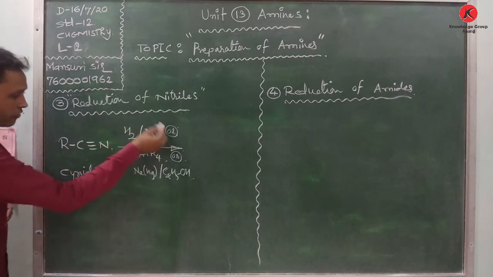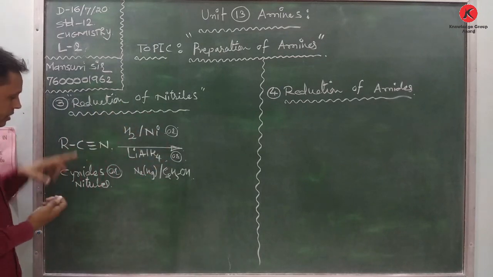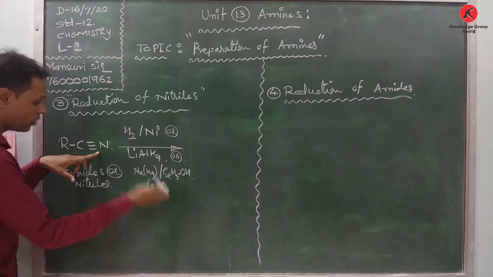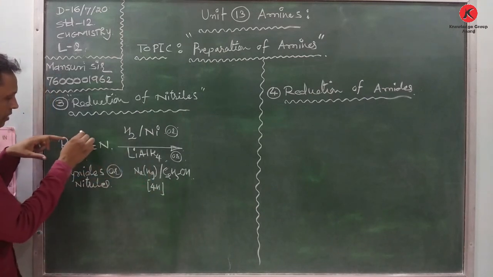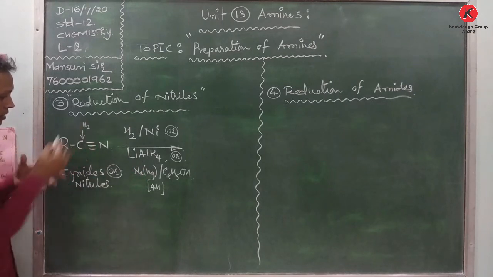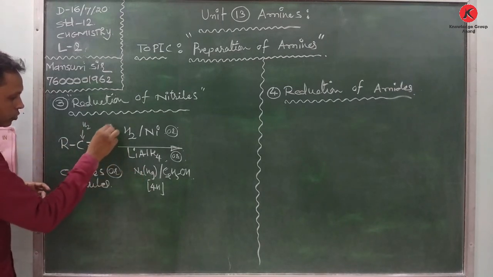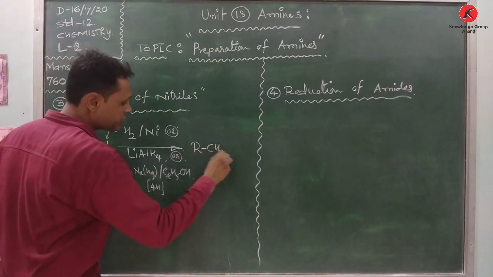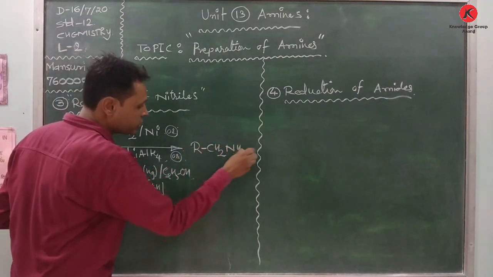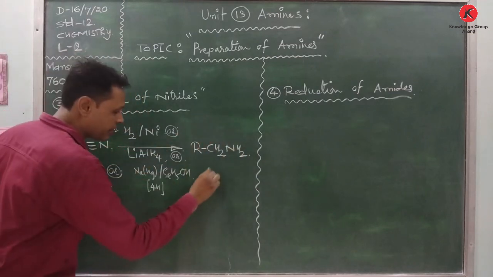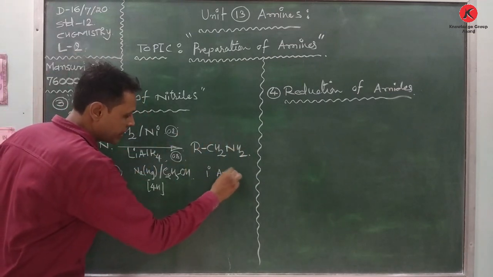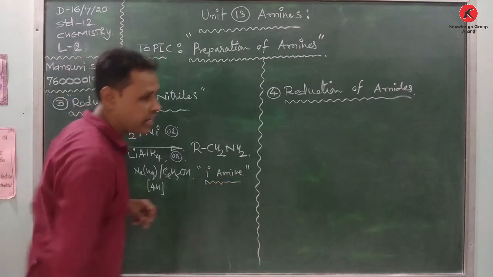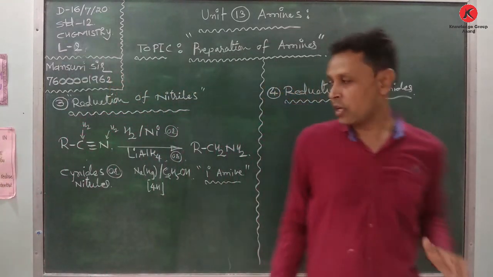So here 4H will be going toward cyanide. Carbon will take 2 hydrogen and nitrogen will take 2 hydrogen. That is why RCH2NH2 is formed. This is my primary amine. So we can say that this process is used for getting primary amine.